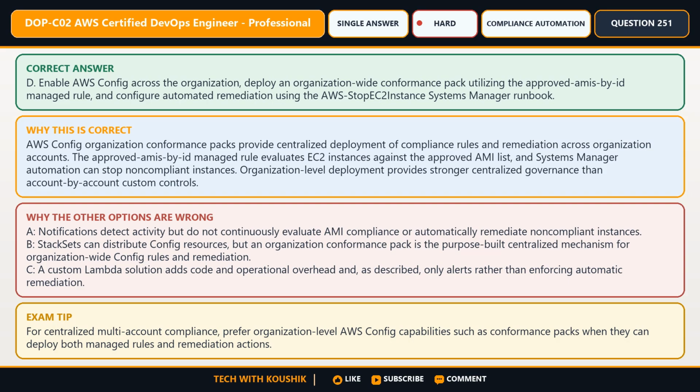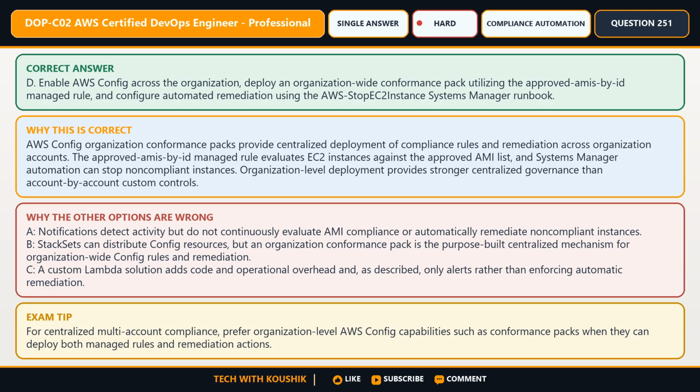Let's quickly check the incorrect choices. A. Notifications detect activity, but do not continuously evaluate AMI compliance or automatically remediate non-compliant instances. B. StackSets can distribute Config resources, but an organization conformance pack is the purpose-built, centralized mechanism for organization-wide Config rules and remediation. C. A custom Lambda solution adds code and operational overhead and, as described, only alerts rather than enforcing automatic remediation.